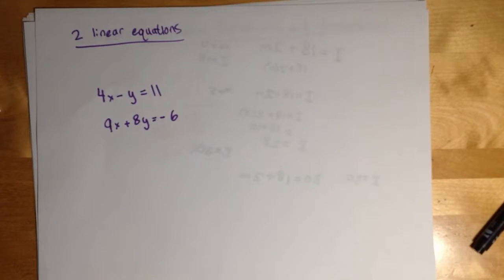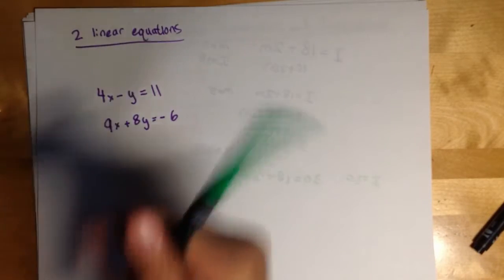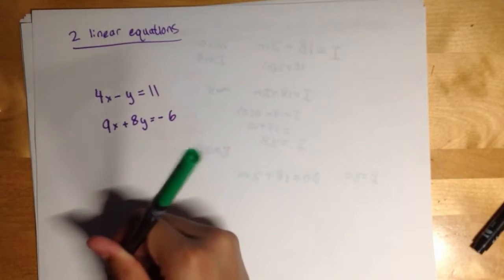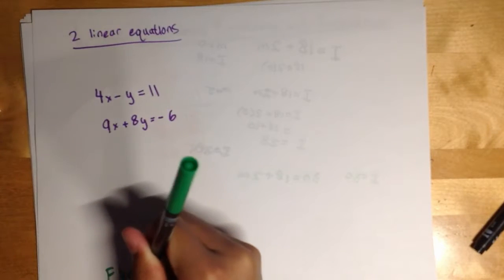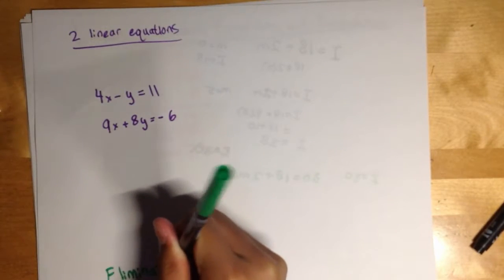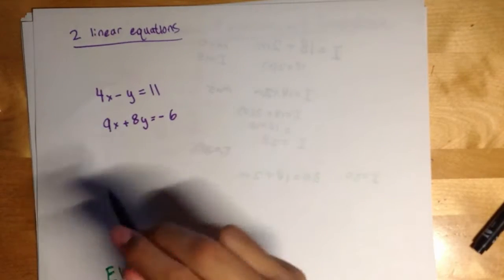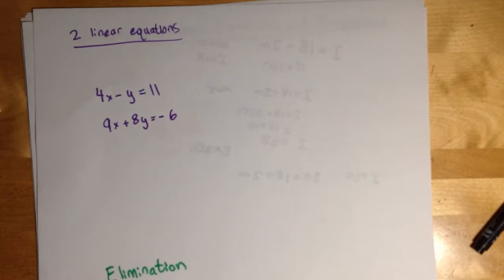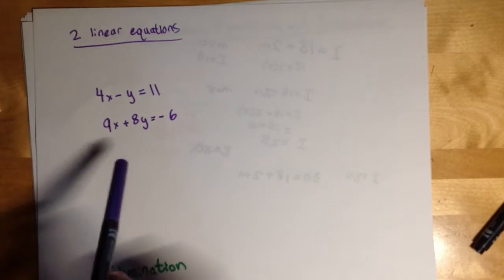One of them is called elimination. Now, elimination, basically what you're going to do is, let's write that down. Elimination. You are going to try to eliminate one of the two variables. So how would you go about doing that? The easiest way is to add these two equations together and cancel one out.